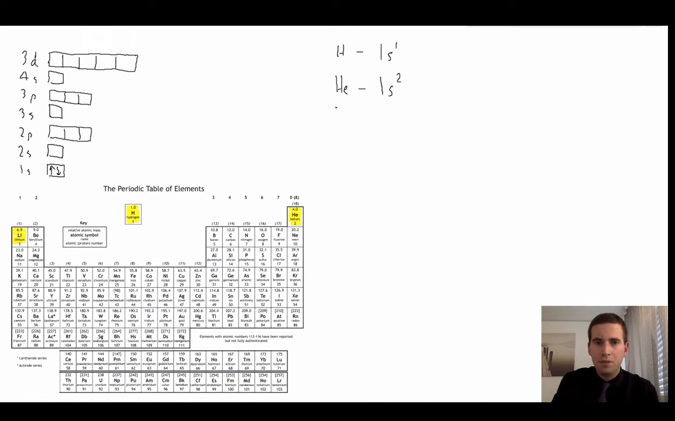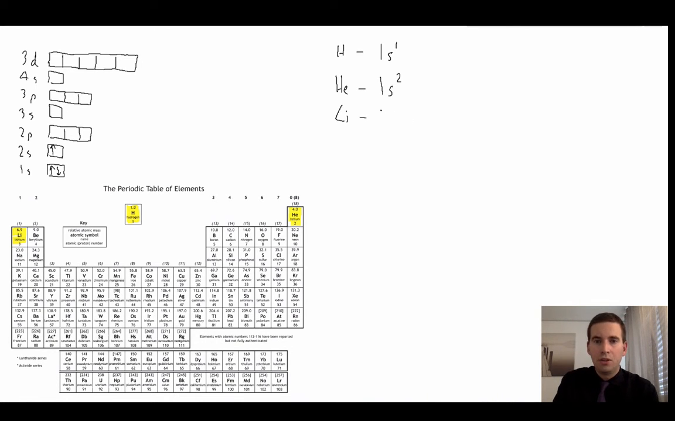Okay, so now lithium. Now the 1s subshell is already full. It can only contain the 2 electrons. So the next electron must go into the next subshell. Now the 2s is higher up in energy than the 1s. Therefore, you can only put electrons into the 2s if you've already filled the 1s, which we already have. So this third electron goes into the 2s.